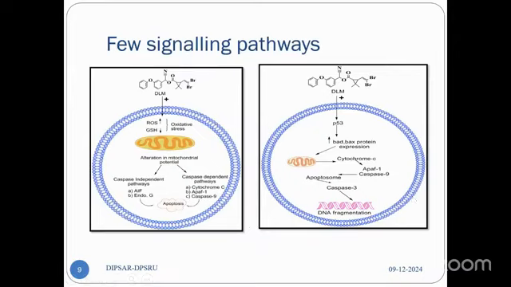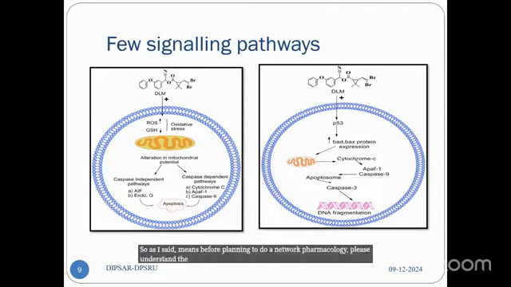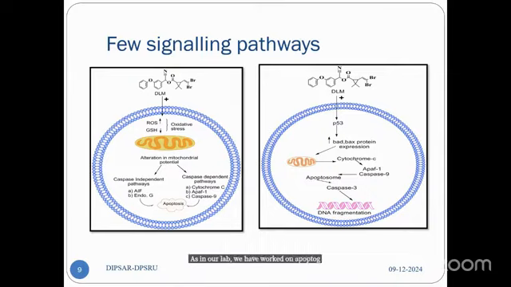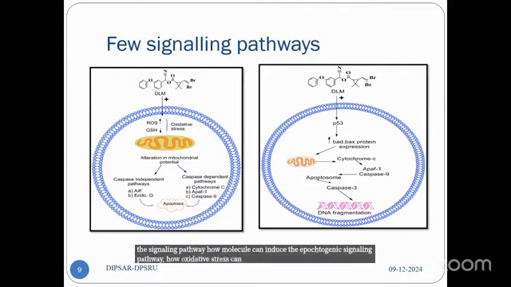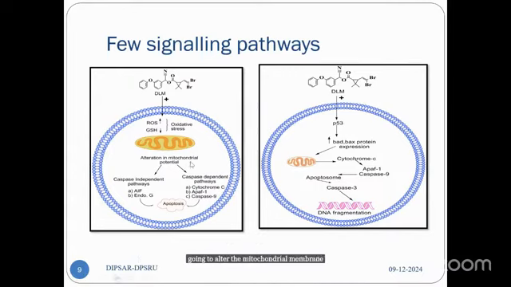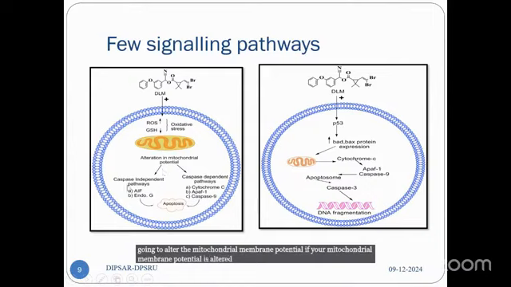As I said, before planning to do network pharmacology, please understand the signaling mechanism of that particular disease or area. In our lab, we have worked on the apoptogenic signaling pathway. First we understand the signaling pathway: how a molecule can induce it, how oxidative stress can increase, and how increased oxidative stress alters the mitochondrial membrane potential. If the mitochondrial membrane potential is altered, then what will happen? It could result in activation of the caspase-dependent pathway.